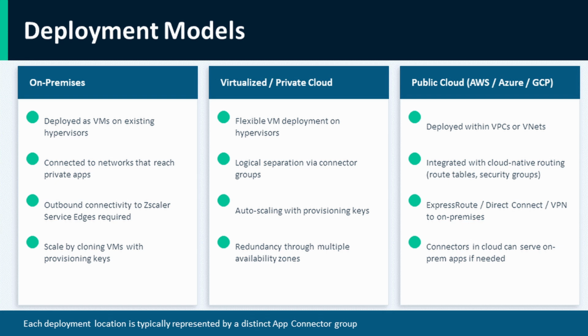Logical separation is maintained through connector groups, and auto-scaling is straightforward with provisioning keys. Public cloud deployments in AWS, Azure, or GCP place app connectors within VPCs or VNets, integrated with cloud-native routing like route tables and security groups. If you have a hybrid environment, you can connect cloud and on-premises through ExpressRoute, Direct Connect, or site-to-site VPNs. One important principle: each deployment location should typically be its own connector group. This maintains logical and operational separation and makes troubleshooting much cleaner.